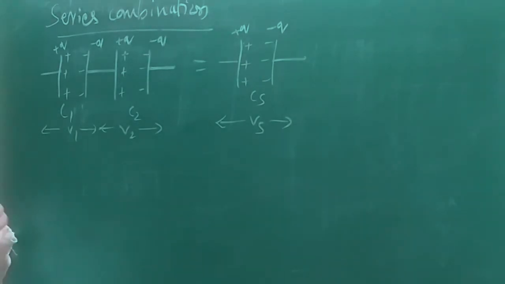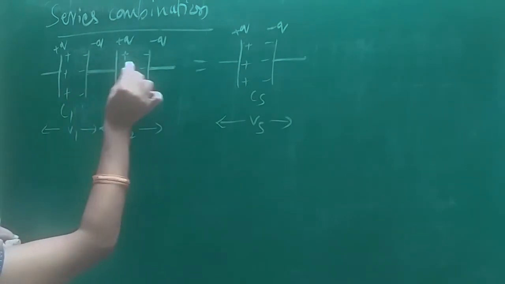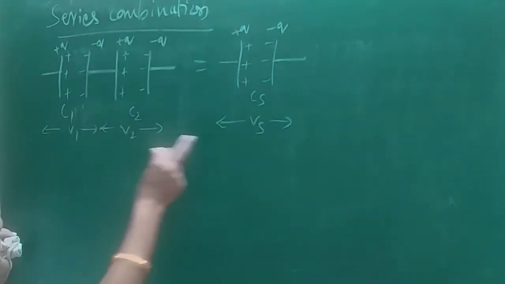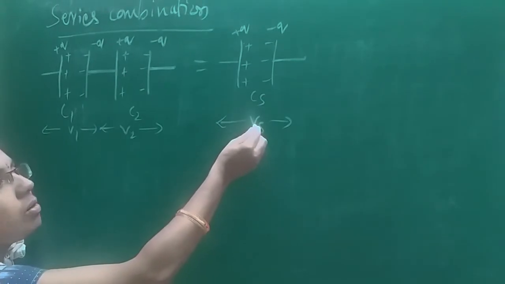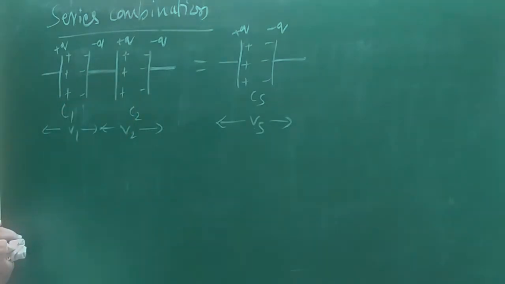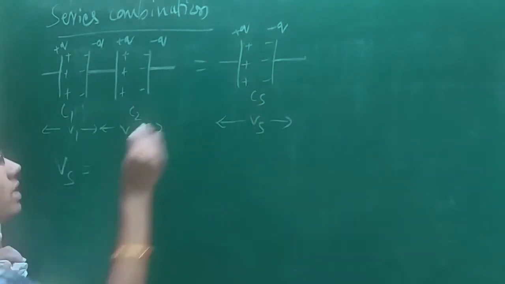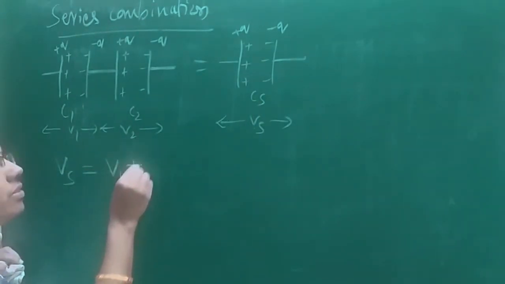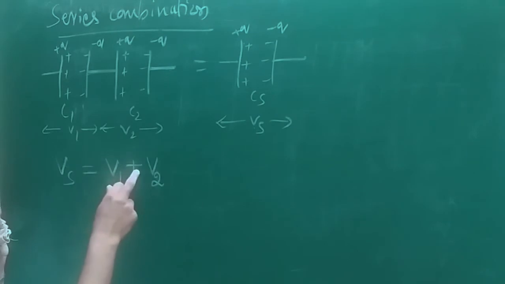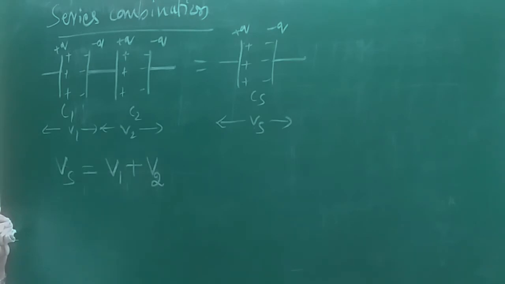According to the definition of series combination, I have told you it is the combination in which two or more capacitors are connected end to end, so the charge on each capacitor is the same but not the potential difference. That means the potential difference across the combination is always equal to the sum of the potential differences across the individual capacitors. So Vs is equal to V1 plus V2, but the charge on each capacitor and that of the equivalent capacitor is the same.